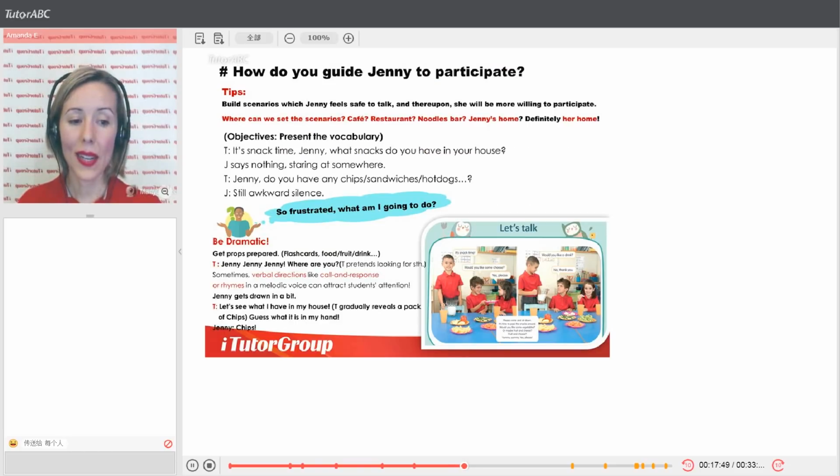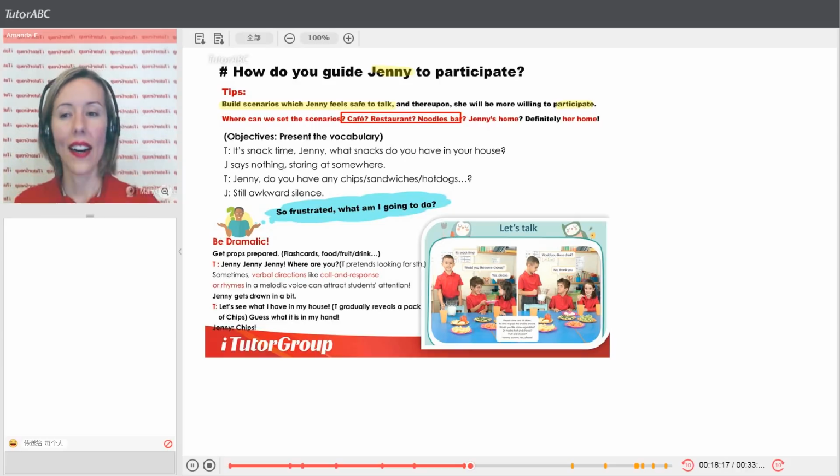But what do we do with a student like Jenny? So here's a tip. Make sure you build a scenario that Jenny feels safe to talk about. And then if she feels safe, then she's going to participate more. So perhaps talking about a cafe or a restaurant or a noodle bar is going to feel too difficult for Jenny. She doesn't know those words yet, and she feels intimidated with the whole scenario. Bring it back to her.